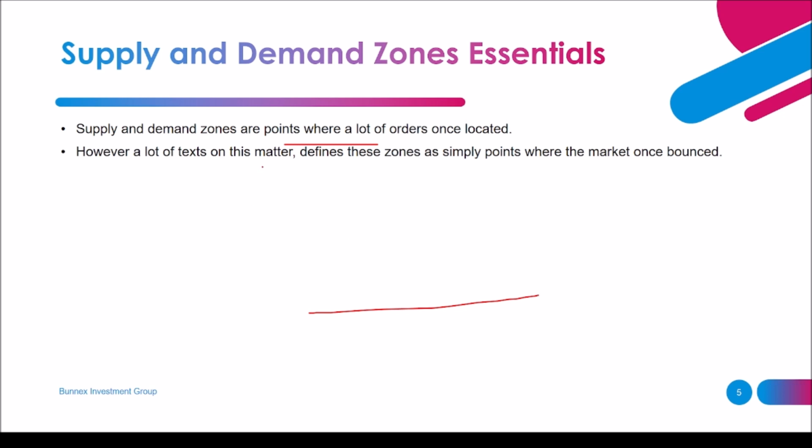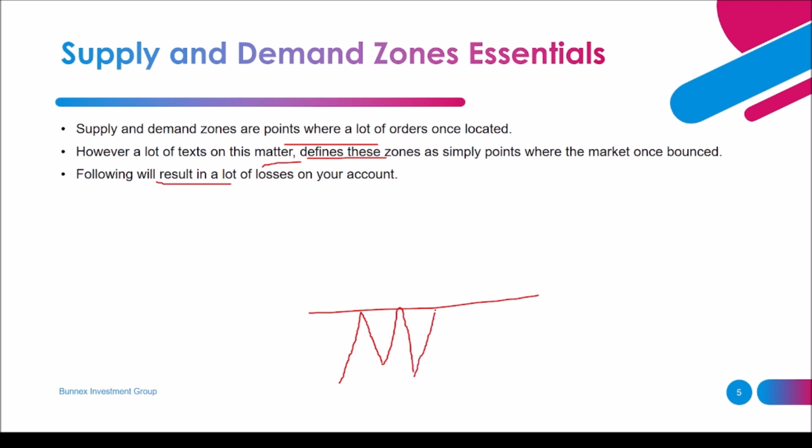However, a lot of texts on this matter define these zones as simply points where the market bounced once. Following this will result in you getting a lot of losses in your account, because you would see several contexts say that whenever price comes to this point, we have this point as a resistance point. So in the future, we would expect to see the market coming back to bounce and give us entry points. Of course, sometimes it happens on the markets, but it is a lower degree of occurrence than what we'll review in this particular video.